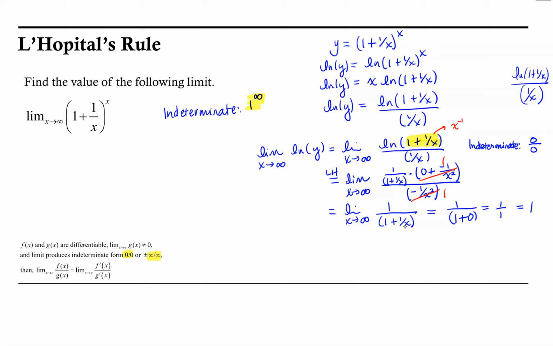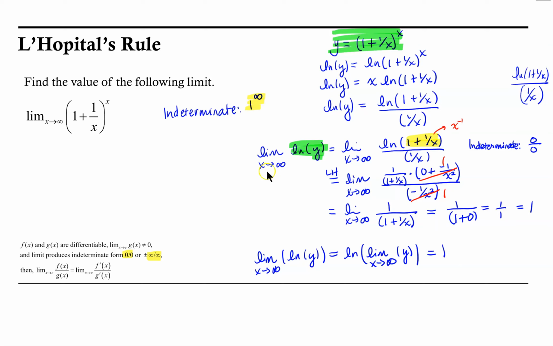Now, notice that we didn't find the limit of y. Remember, we declared y to be our original function. We found the limit of the natural log of y. So we need to now connect that back to the original limit. So we have the limit as x approaches infinity of the natural log of y. Now, because the natural log is a continuous function, that's the same as saying we have the natural log of the limit as x approaches infinity of y. And so we found that that was actually equal to 1.